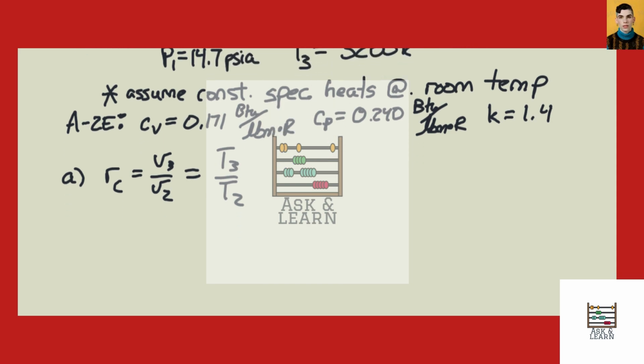And to do that, we can use an equation for process 1-2, which is an isentropic process on a diesel cycle. So that means we can use the equation P2 over P1 is equal to V1 over V2 to the power of k, which is the ratio of specific heats. Interestingly, the ratio V1 over V2 is also equal to the compression ratio. So the compression ratio to the power k is equal to P2 over P1.